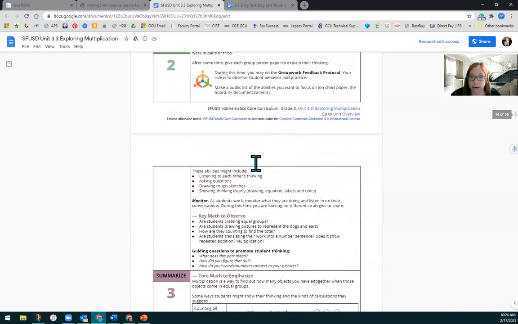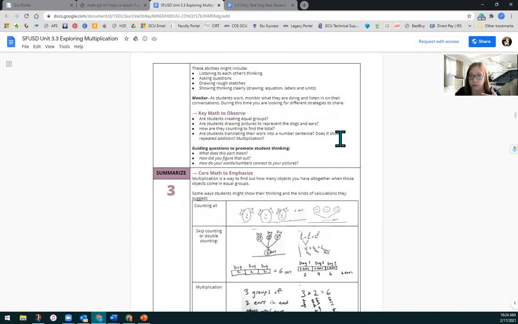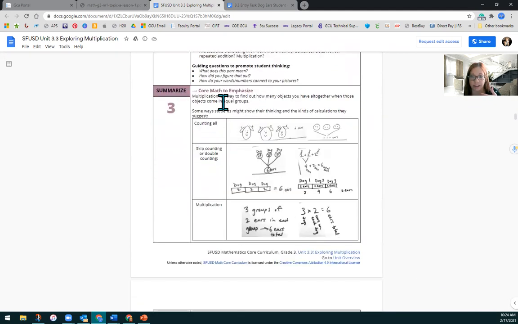And then after that, you walk around and you observe and you ask them questions and you see exactly how they're solving it. And the things you're observing are: are they creating equal groups? Are they drawing pictures to represent the dogs and the ears? Are they counting to find the total? How are they counting? Are they skip counting? Are they counting all? And can they translate this into a number sentence? And so after, you want to then bring up the students' work and talk about the different ways that they solved it. So you might have students who counted all.